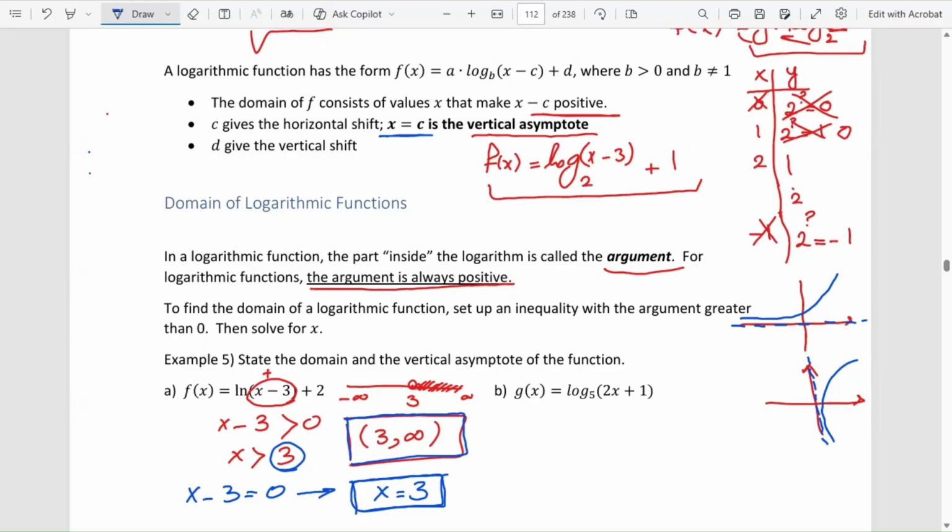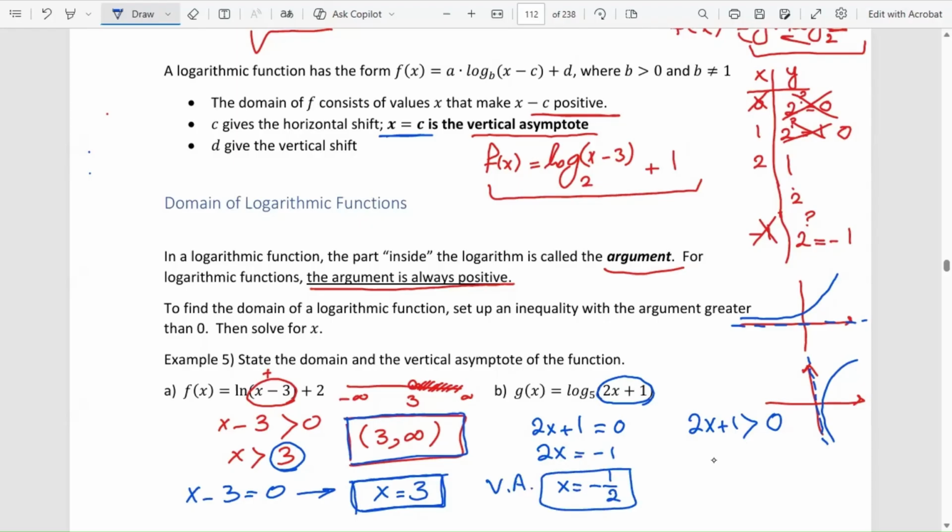A line needs an equation. Equation means x equals a number or y equals a number. Let's look at example B, part B. First, you want to find the domain. We say whatever is inside the log must be positive, because if it's equal to 0, that's the asymptote. If it's greater than 0, that gives you the domain. So if you solve this one and isolate the x, x equals negative 1/2, that's your vertical asymptote.